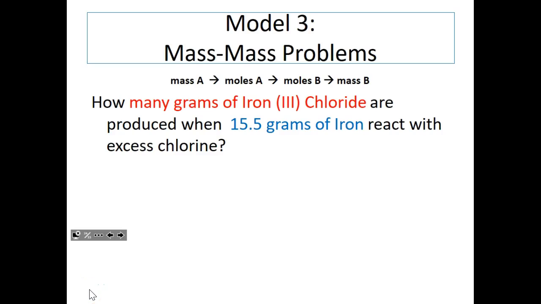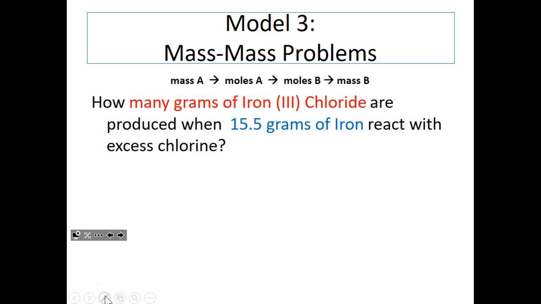All right, in this video we are going to go over how to do the most complex stoichiometry problem you'll have in this unit, which is a mass-to-mass problem. In other words, you'll have a problem where you are given grams or mass of one substance and you're asked to convert that to the mass of your unknown substance. Okay, so here's an example of a problem that you might be given that is mass to mass.